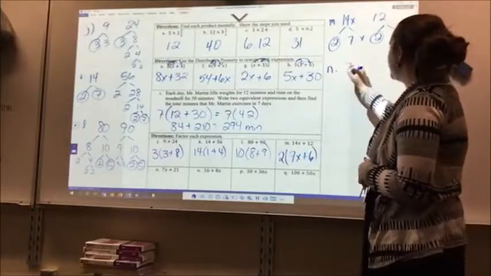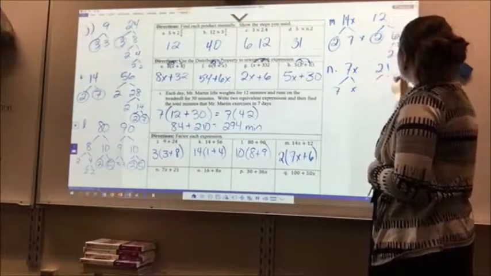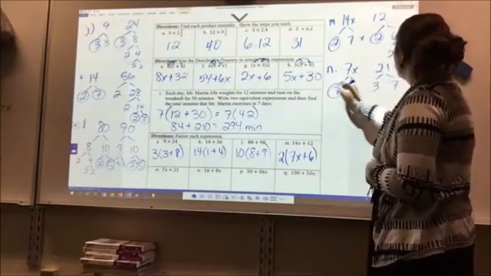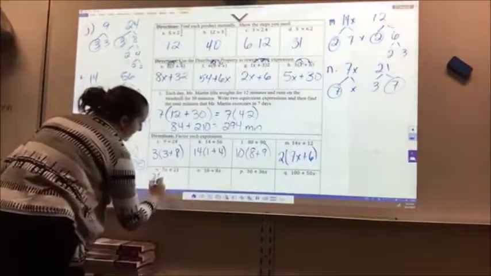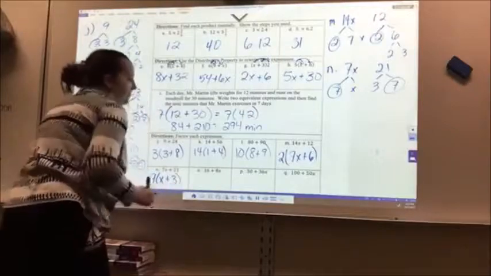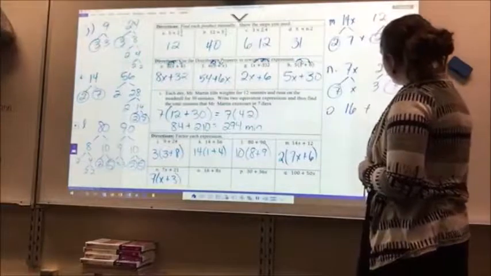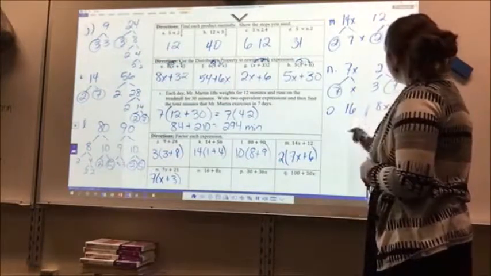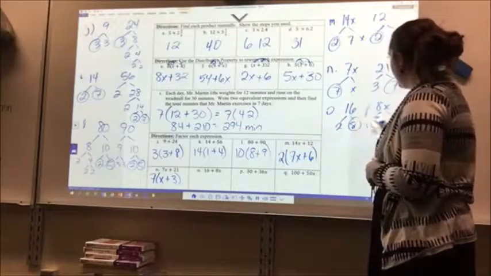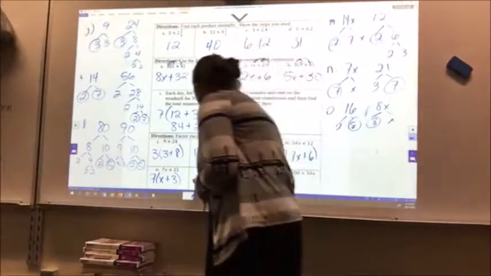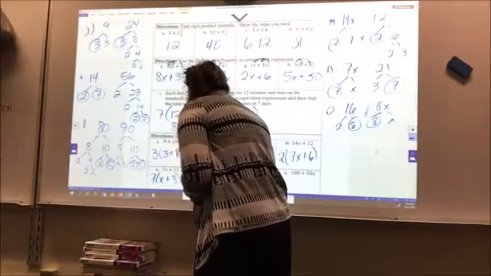For N, I have 7x and 21. This breaks down to 7 and x. This is 3 and 7. 7's in common. So I can factor 7 out, and I have x plus 3. For letter O, I have 16 plus 8x. 16 is 2 and 8. 8x is 8 times x. They have an 8 in common. 8 factors out, and I have 2 plus x.